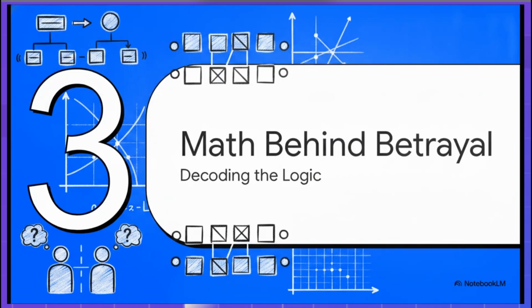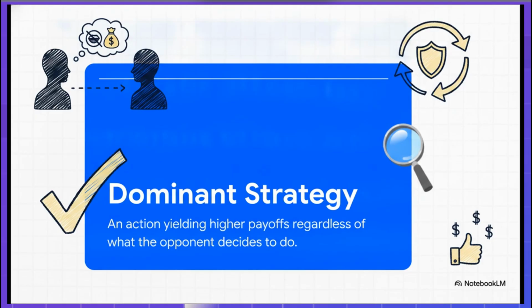Moving on to Section 3, the math behind betrayal, decoding the logic. To understand why smart people constantly make the quote-unquote wrong choice here, we have to talk about your dominant strategy. In game theory, this is the action that yields the highest payoff for you absolutely regardless of what your opponent decides to do. It is your ultimate safety net.